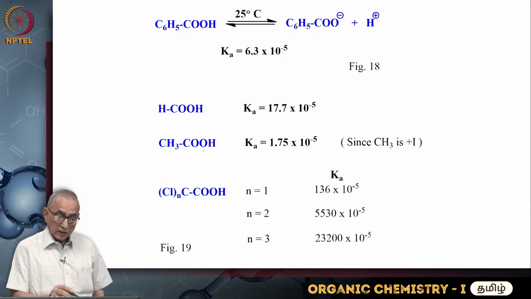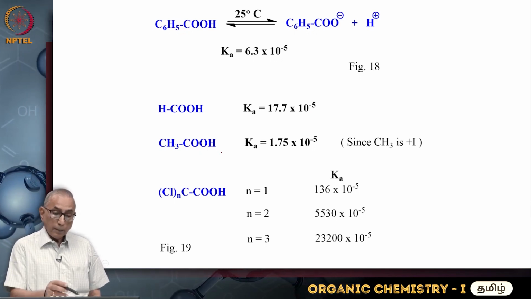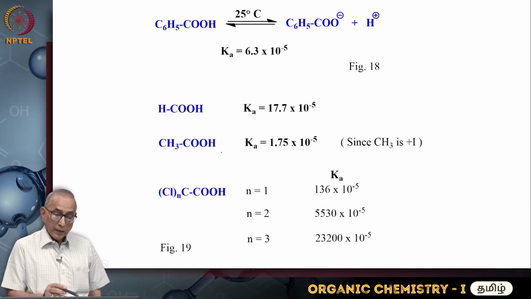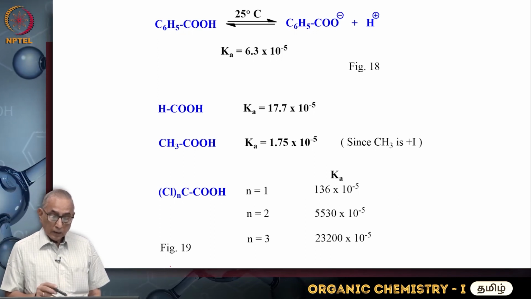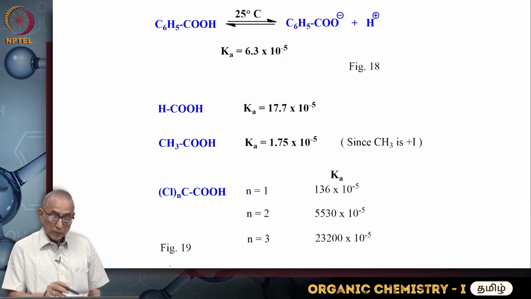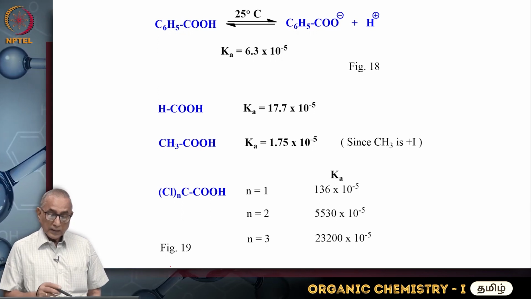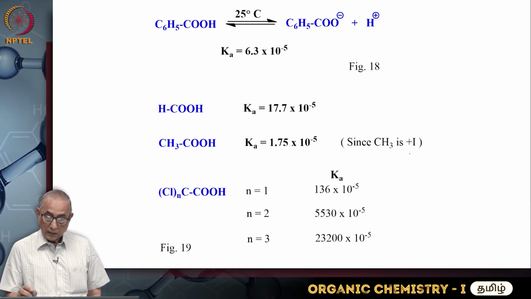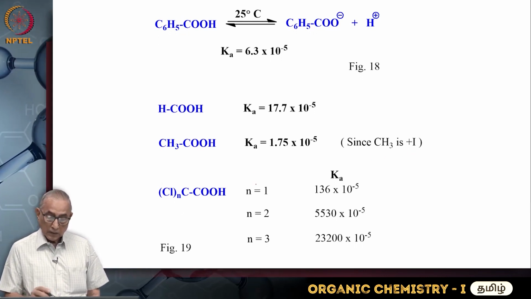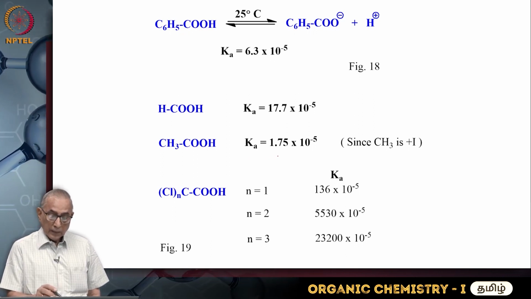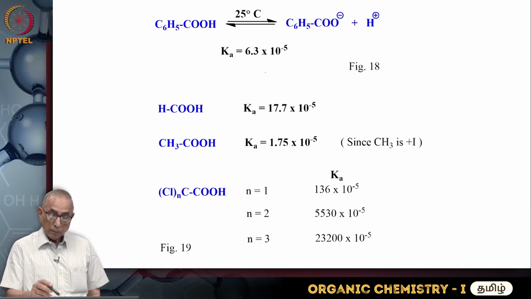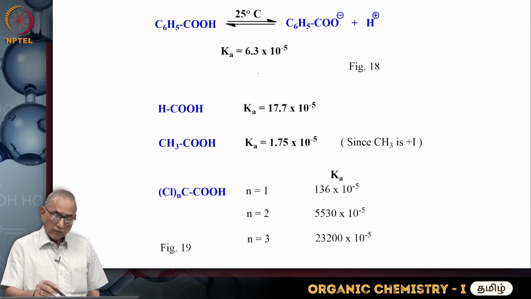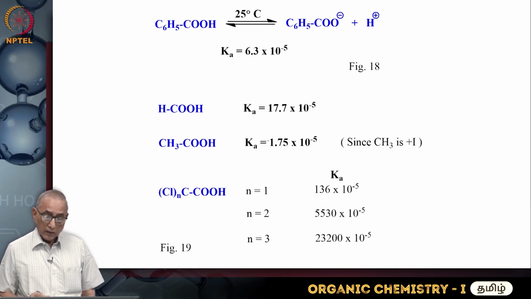If you go to CH3COOH compared to C6H5, this is electron donating. As you keep electron donating groups on the carboxyl group, the acidity will decrease because of the plus I effect of the methyl group. Here, as you see, the acidity is only 1.75 into 10 raised to the power minus 5. It is about a factor of 4 less than the phenyl group.